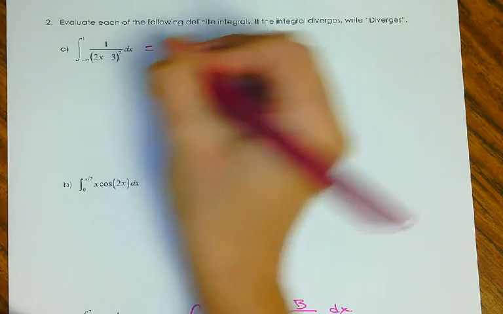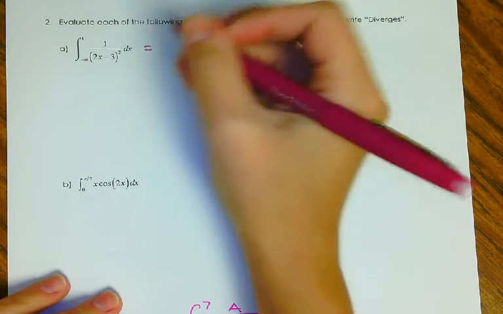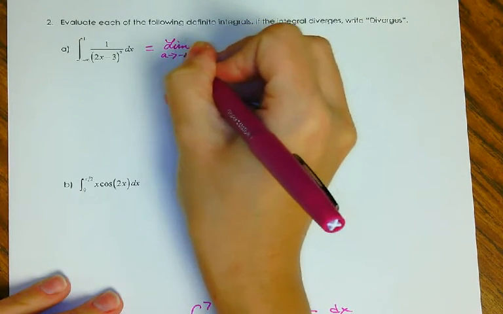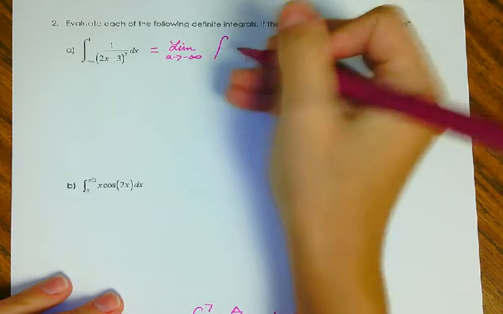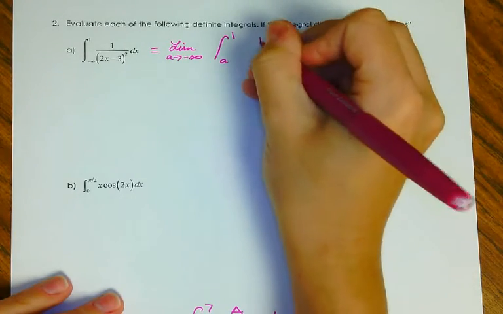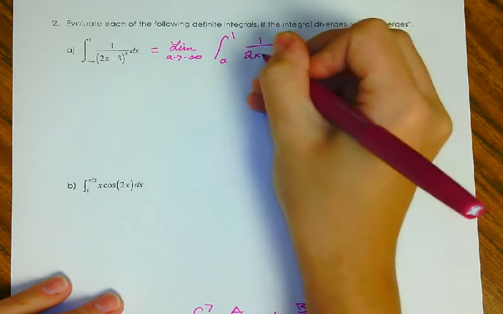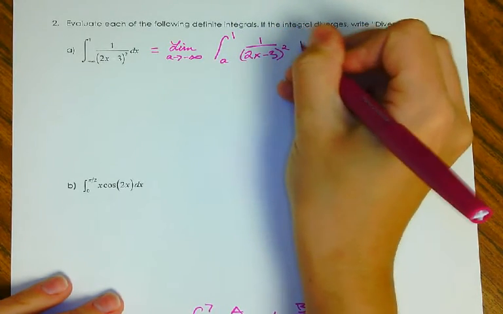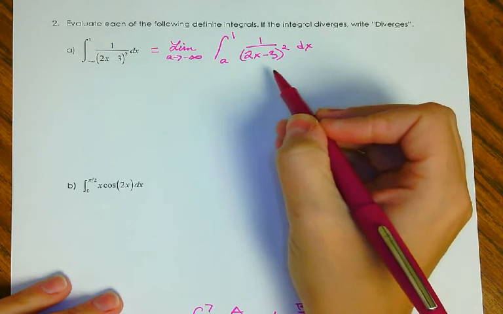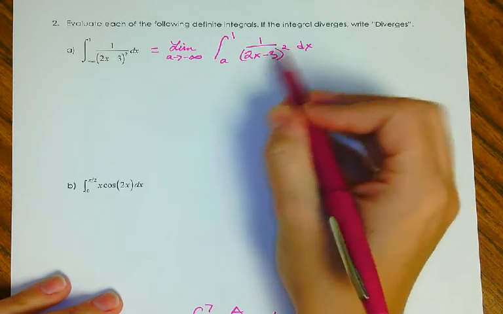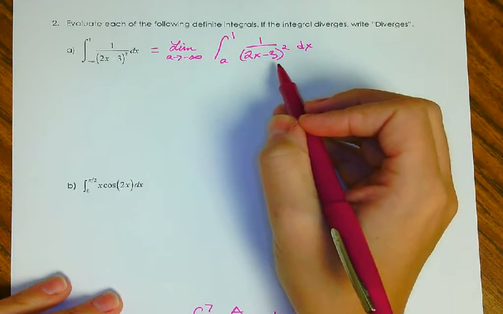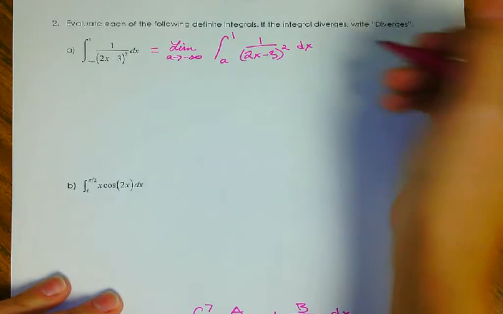The way that we handle this is we're not allowed to plug in the infinity, but we can take the limit as a approaches negative infinity, and then evaluate the integral from a to 1. Then we rewrite it. What we have left in the denominator, if this is going to be a u substitution to integrate this, the reason I know it's a u sub is because this looks like a chain rule if I was going to take the derivative. So if it looks like chain rule, u substitution might be a good strategy.